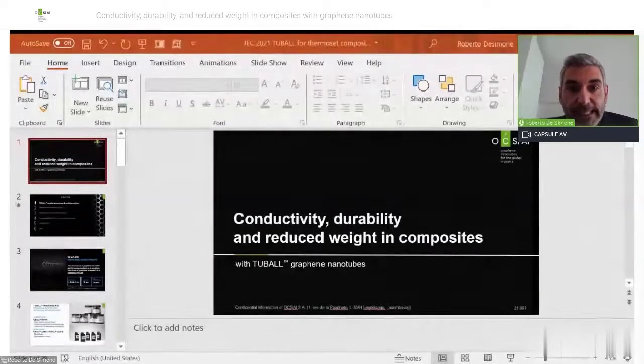Presentation about conductivity, durability, and reducing weight in the composite using graphene nanotubes.